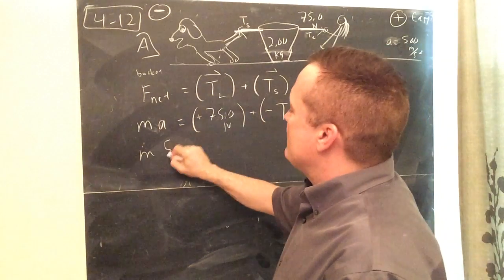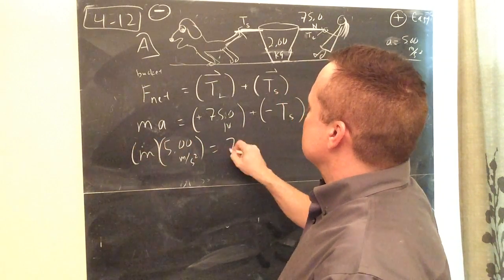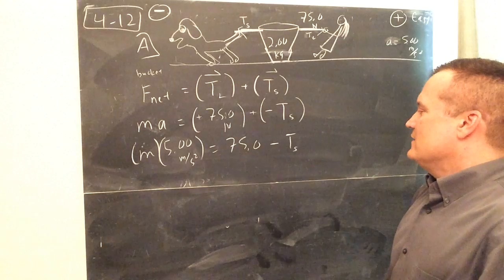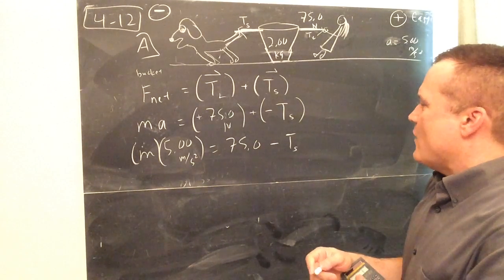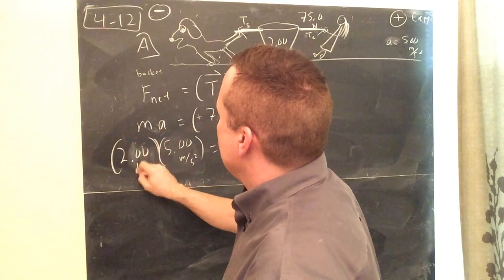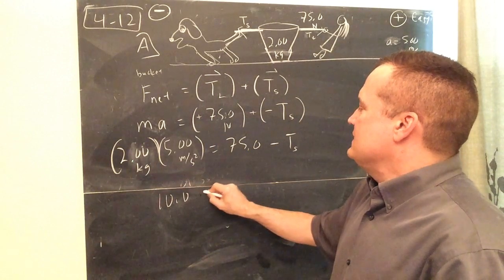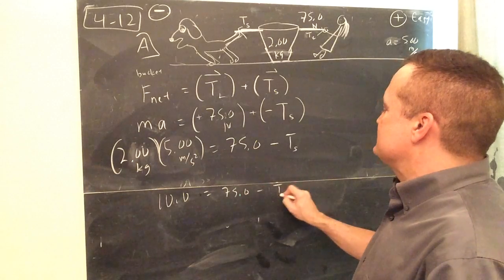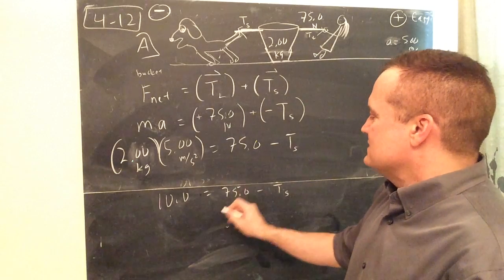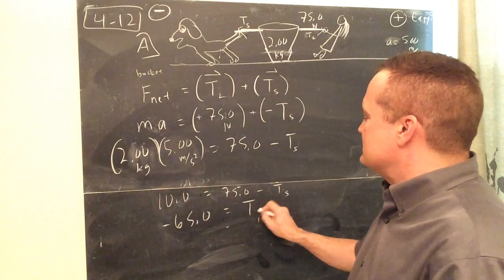A is 5 meters per second squared, so I'll put in 5 meters per second squared times M, which is equal to 75 minus the tension in Spot's rope. I'm sorry, I forgot to put in 2 kilograms. All right, 2 times 5 is 10, equals 75 minus the tension of Spot's rope. So 10, now if I take away the 75 from both sides, I get 10 minus 75, which is negative 65 as the tension in Spot's rope.